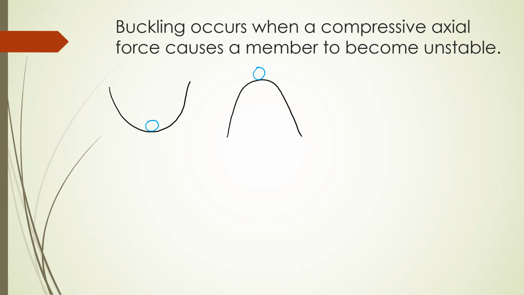Because what happens when I move the ball in the valley to a new location? It goes back. Perfect. And what happens when I move the ball on this hill? It's gone. It's not going back to its initial configuration. So this is what I mean by unstable. This is unstable. This is stable.